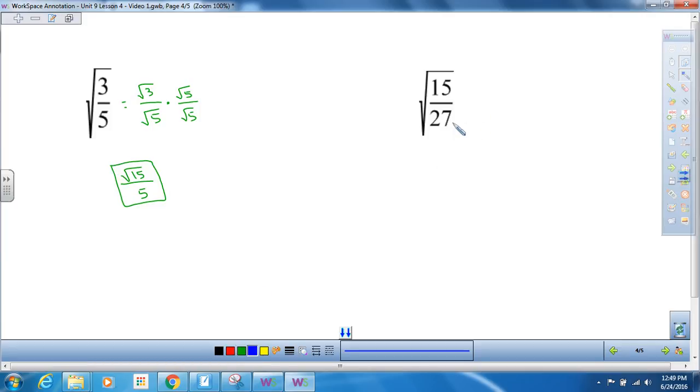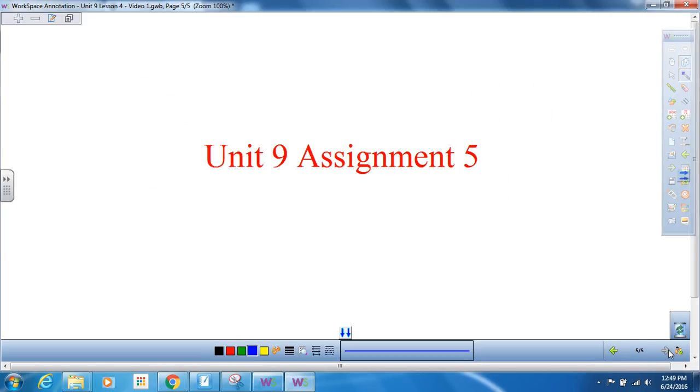Okay, so if you want to reduce 15 over 27, you can. That might make it a little easier. So 3 goes into both of those. So it would be 5 over 9. Okay, and then separate. So you could rationalize and multiply top and bottom by square root of 9, but if you notice, square root of 9 is a perfect square. So I just get 3. And then that takes care of the radical in the denominator, and it's done. Okay, you're ready to do Unit 9, Assignment 5.